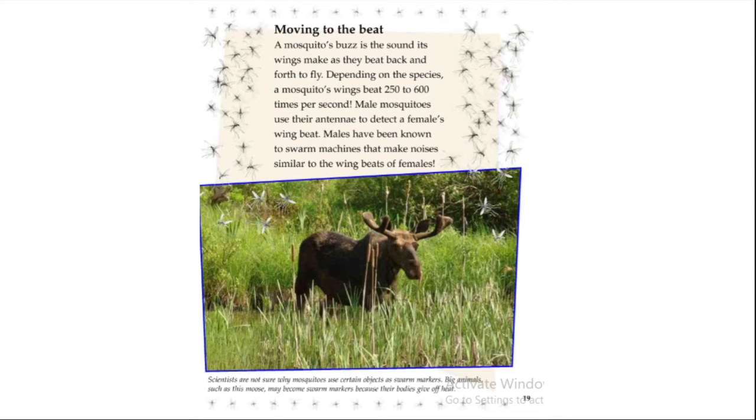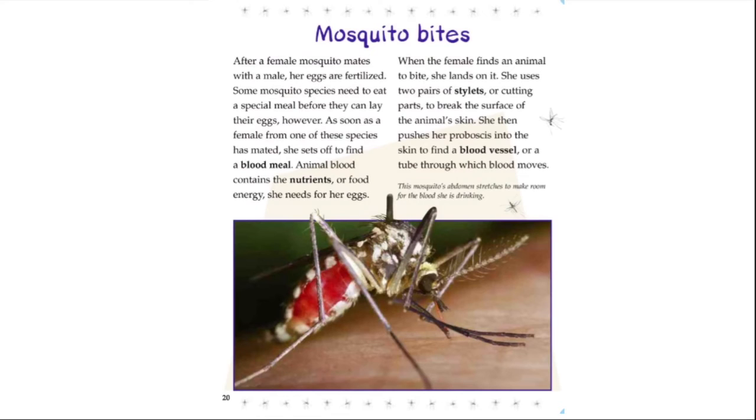Moving to the beat. A mosquito's buzz is the sound its wings make as they beat back and forth to fly. Depending on the species, a mosquito's wings beat 250 to 600 times per second. Male mosquitoes use their antennae to detect a female's wing beat. Males have been known to swarm machines that make noises similar to the wing beats of females.